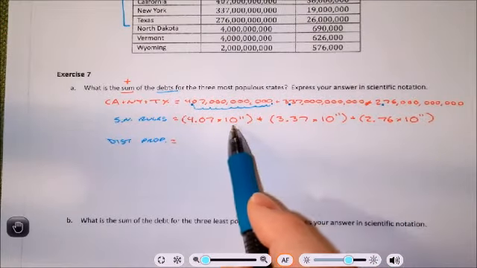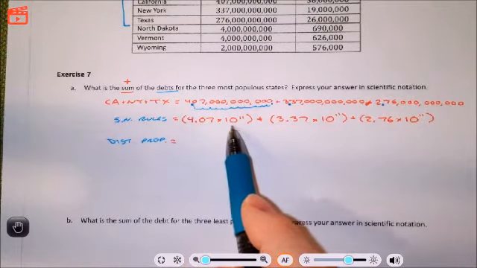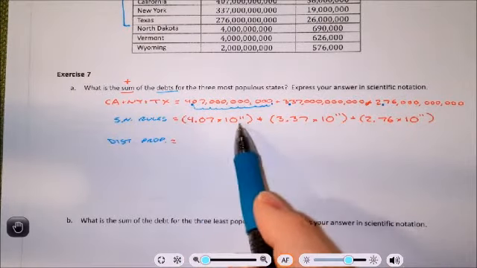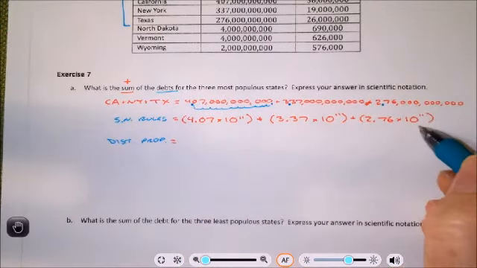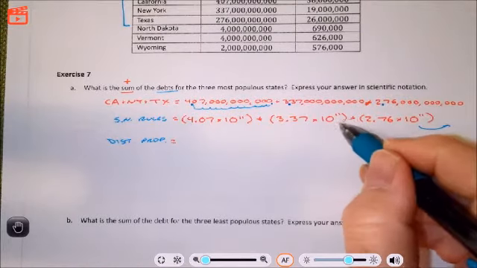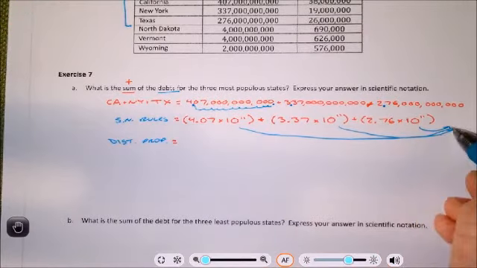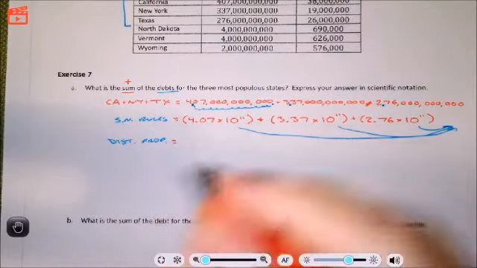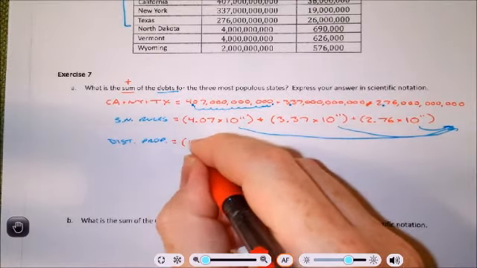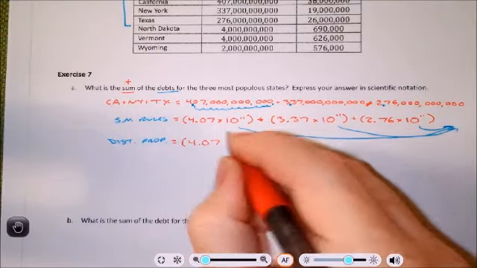I take something we're multiplying by and I pull it out. So for example, I see in every debt, 10 to the 11th is in all of them. So I'm going to pull out 10 to the 11th. So what's left is just the decimal numbers.